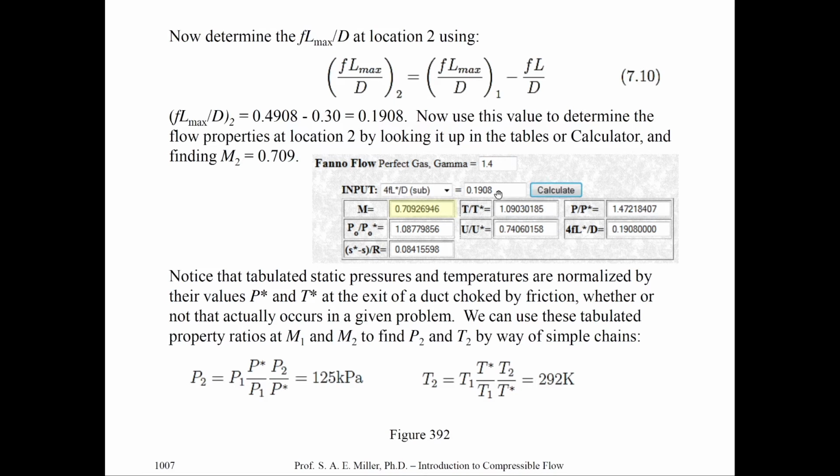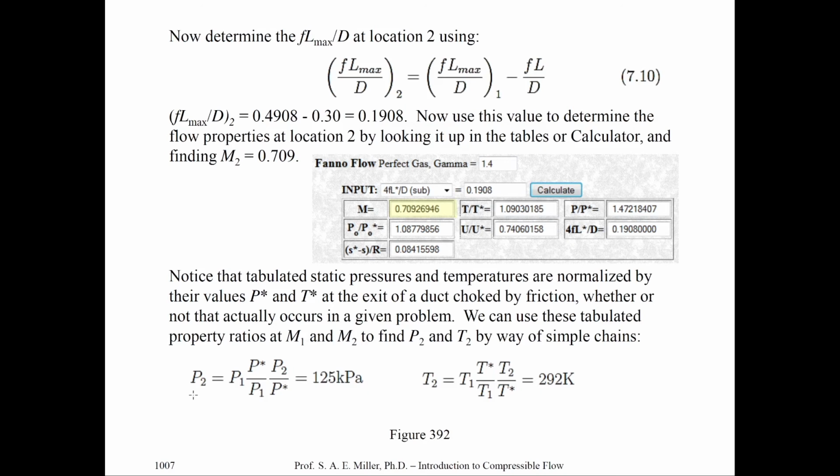Indeed, we get a lot of values out, including all the values of, say, T2 over T sup star, P2 over P sup star, P naught 2 over P naught sup star, velocity over velocity sup star, and 4FL sup star over D of 1.908, which is just echoing the input value. You also get the entropy increase. And so now we know all the ratios at state 1 and state 2, and we can do our fractional expansions just like we did in the most basic problem example which we previously did. I'll let you do that work yourself to confirm the work.